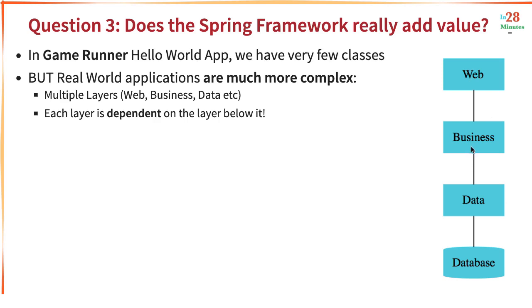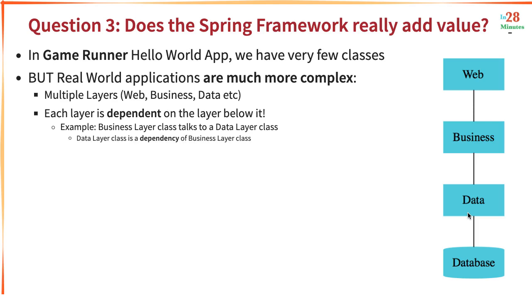The web layer is dependent on the business layer. Business layer is dependent on the data layer. Data layer gets the data from the database. So most classes in each of these layers talk to another class in the layer below it. A class in a business layer would be talking to a class in the data layer. When a class in the business layer talks to a class in the data layer, then the class in the data layer is a dependency of the class in the business layer.